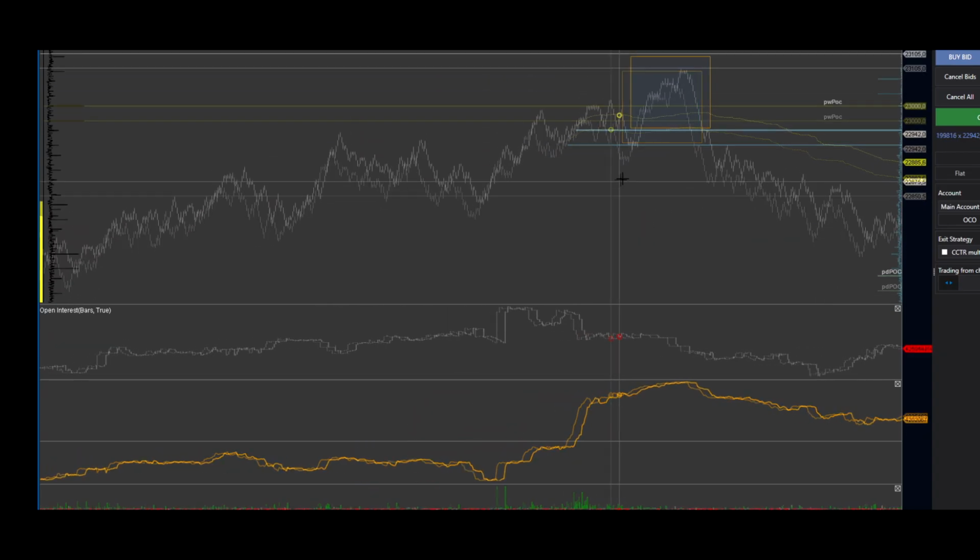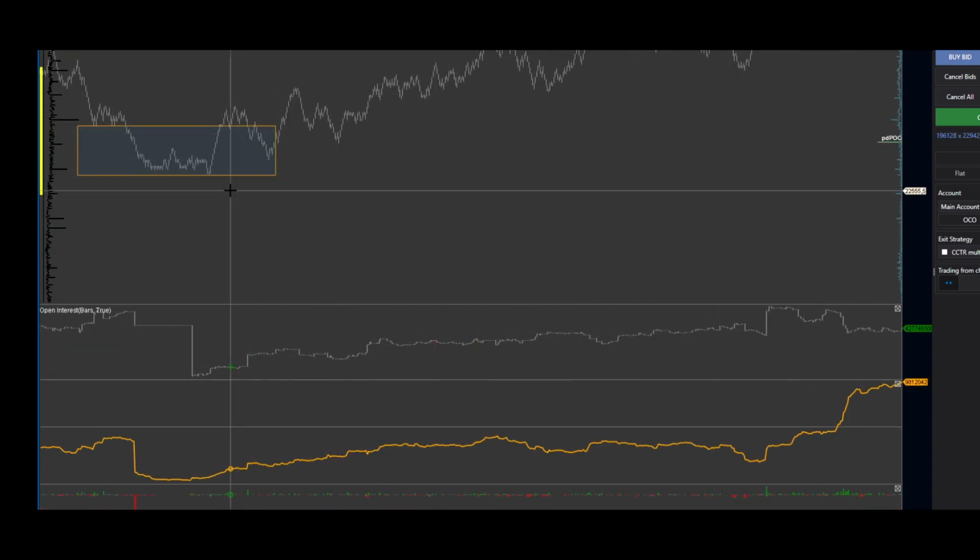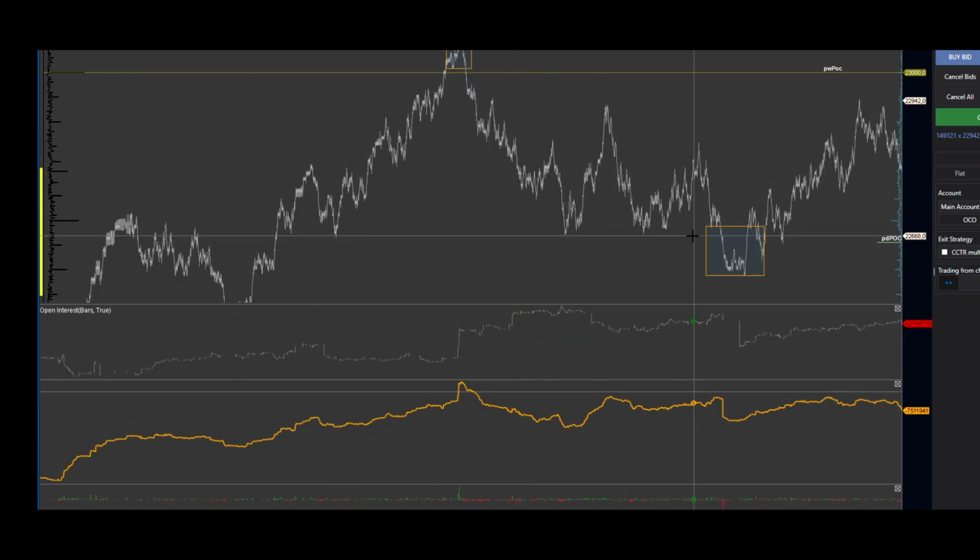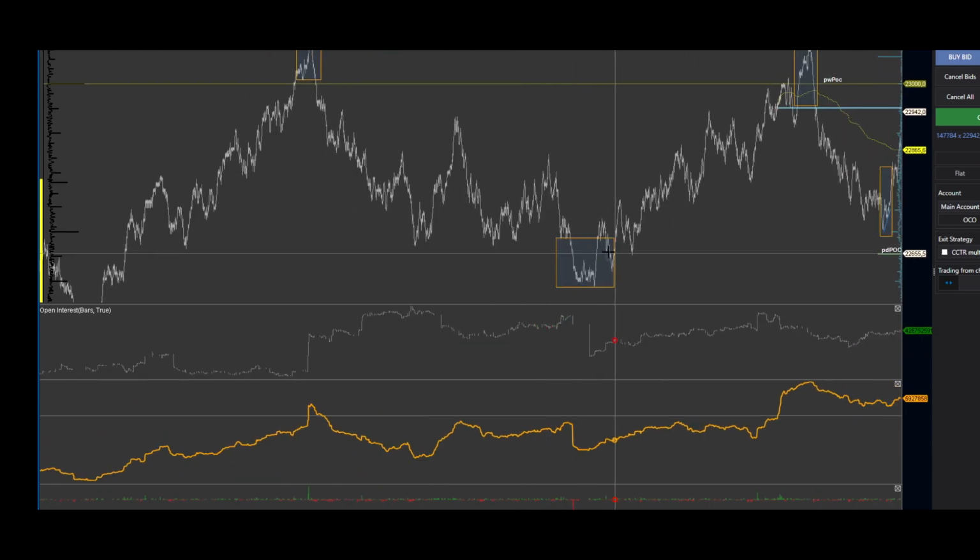So at those two areas, we essentially had swing failure patterns, right? So price tried to leave the range but failed to do so because there was actual lack of selling interest and there was lack of buying interest here.